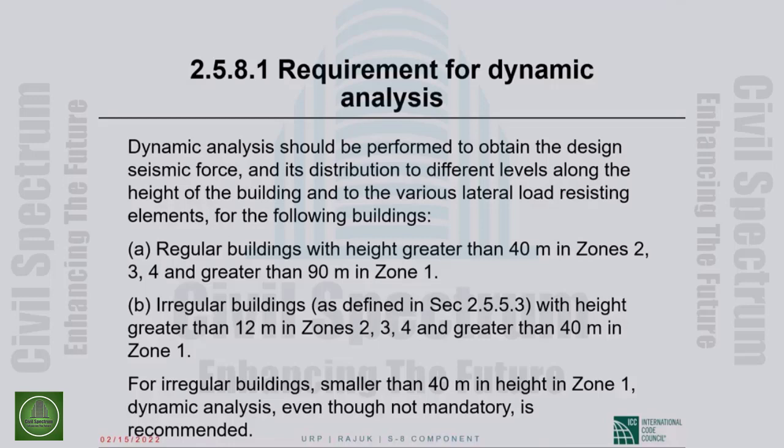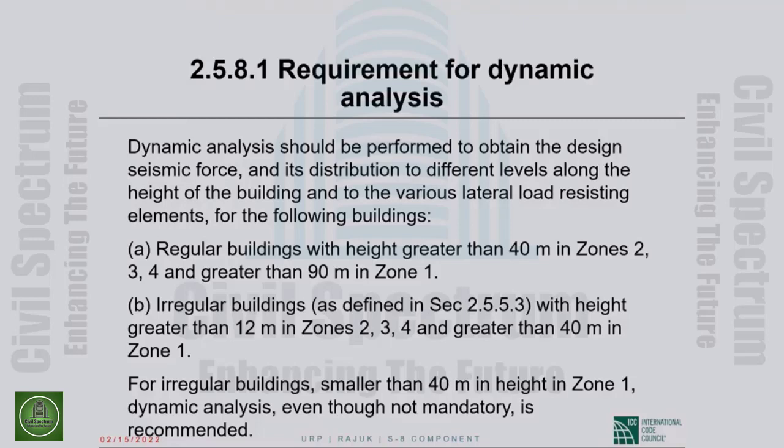Irregular buildings with height greater than 12 meters in zones 2, 3, and 4, that is not much. 12 meters is like 40 feet. And greater than 40 meters in zone 1. So if it is irregular buildings, then beyond 12 meters in zone 2 and higher, you have to do dynamic analysis, and above 40 meters in height in zone 1. But when your building is shorter than 40 meters in height in zone 1, dynamic analysis, even though not mandatory, is recommended.